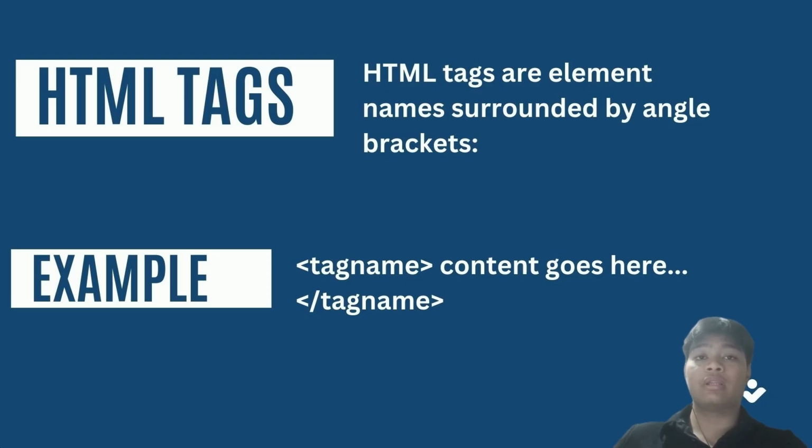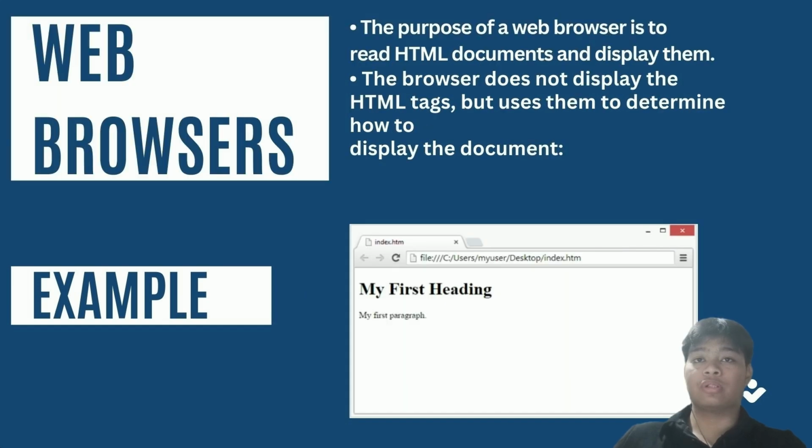HTML tags are element names surrounded by angle brackets. Example. Web browser. The purpose of a web browser is to read HTML documents and display them. The browser does not display the HTML tags, but uses them to determine how to display the document. Example.